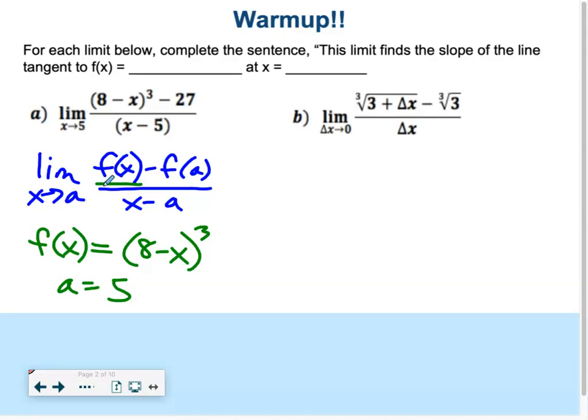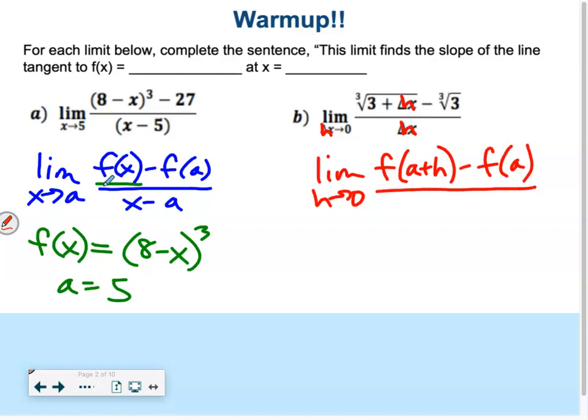Now, this one's a little bit harder. It's the other formula. By the way, when you see the delta x, what can you replace the delta x with? H, right? So this is the same thing as h. All right, so we have the limit as h approaches 0 of f of a plus h minus f of a over h. That was the second formula we learned on Friday.